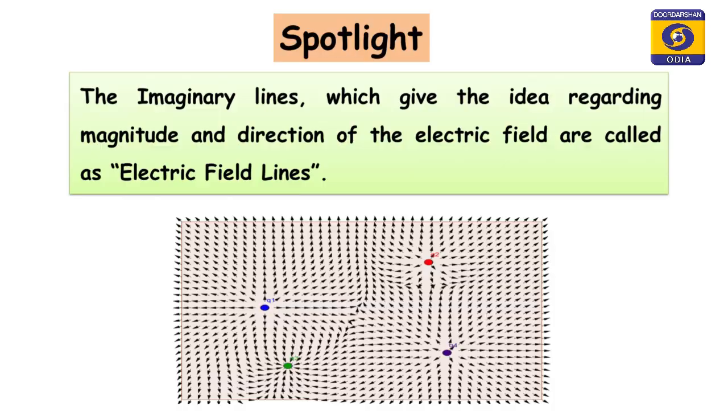So, he is the person who introduced the concept of electric field lines to visualize the electric field, and he called the electric field lines lines of force. So, what are electric field lines? The imaginary lines which give the idea regarding magnitude and direction of the electric field are called electric field lines. Here you can see the picture. These are pictorial representations of the electric field around charge configurations. They have no physical existence.